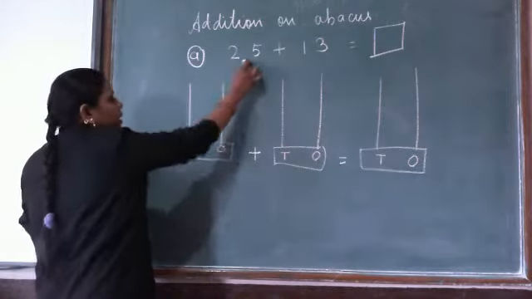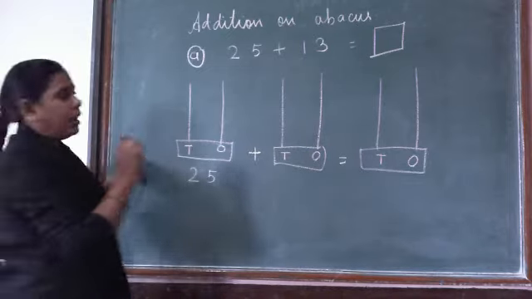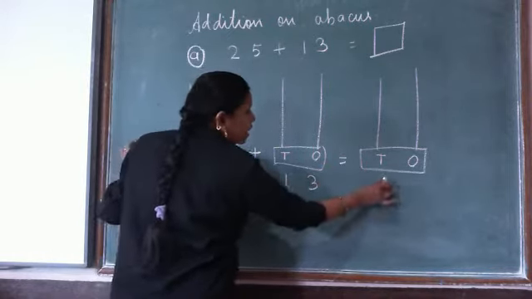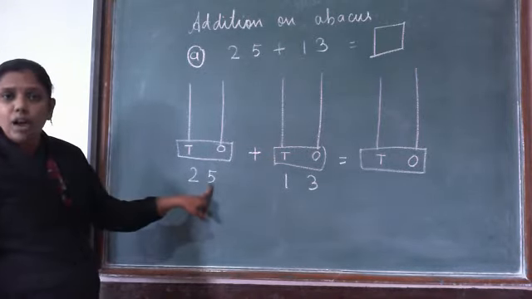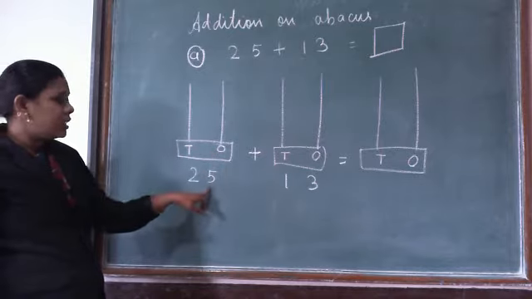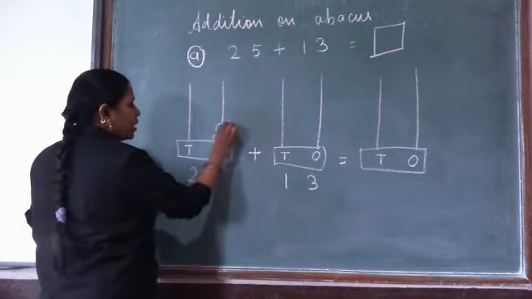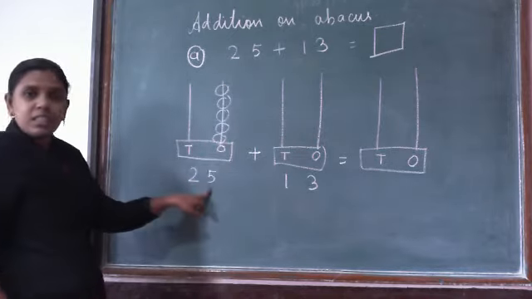So what is the number here? 25, so write here 25. And what is the next number here? 13. And here we have to obtain the answer. What is the ones place digit of 25? 5. So we have to make 5 beads on abacus: 1, 2, 3, 4 and 5. Ones place digit is 5.